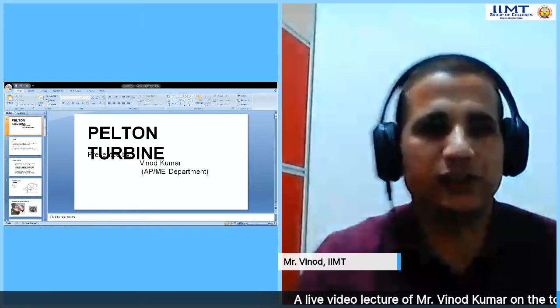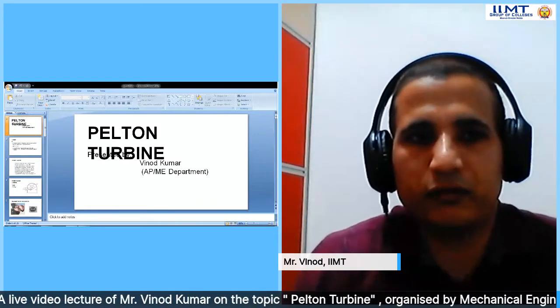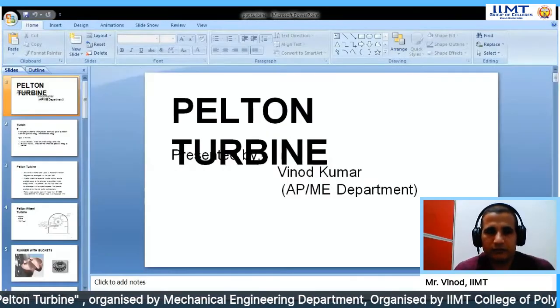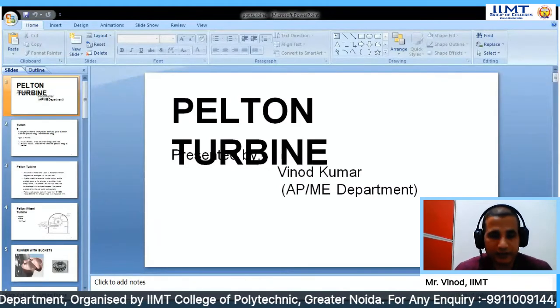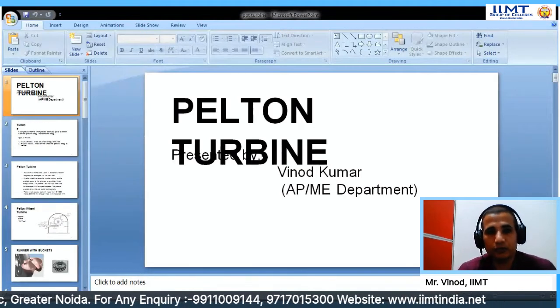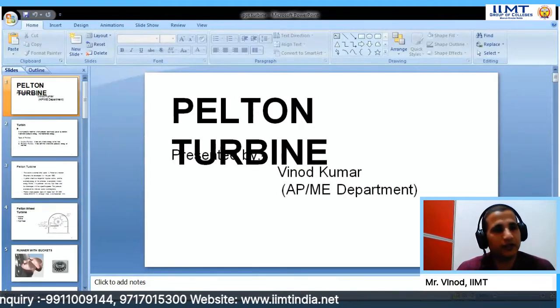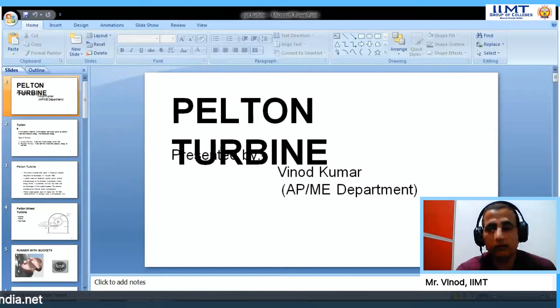So we were discussing the turbine. Turbines are broadly classified into two categories. One is impulse turbine and another one is gas turbine. Impulse turbines are those turbines which have only kinetic energy at the inlet of the turbine. However, gas turbines are those which have both kinetic and pressure energy at the inlet of the turbine. Now, come to the next slide.